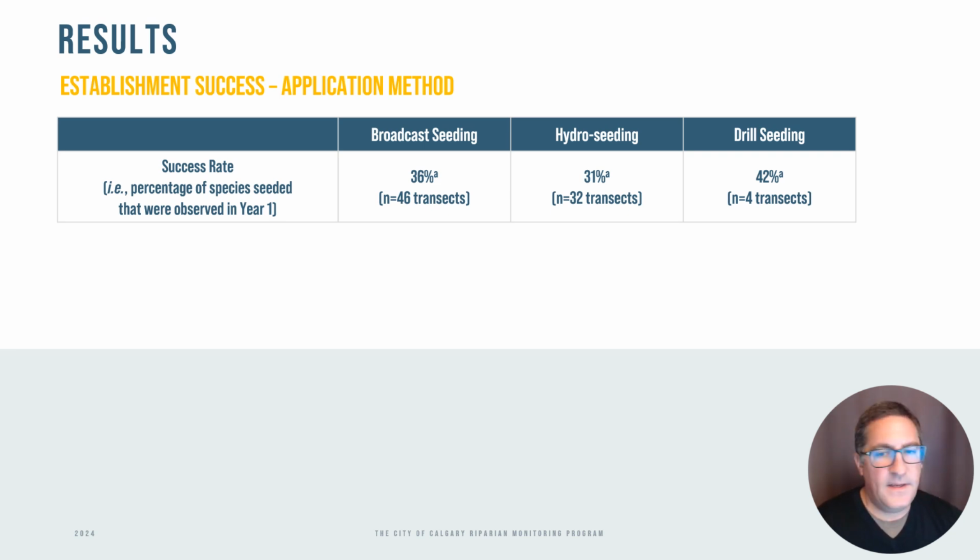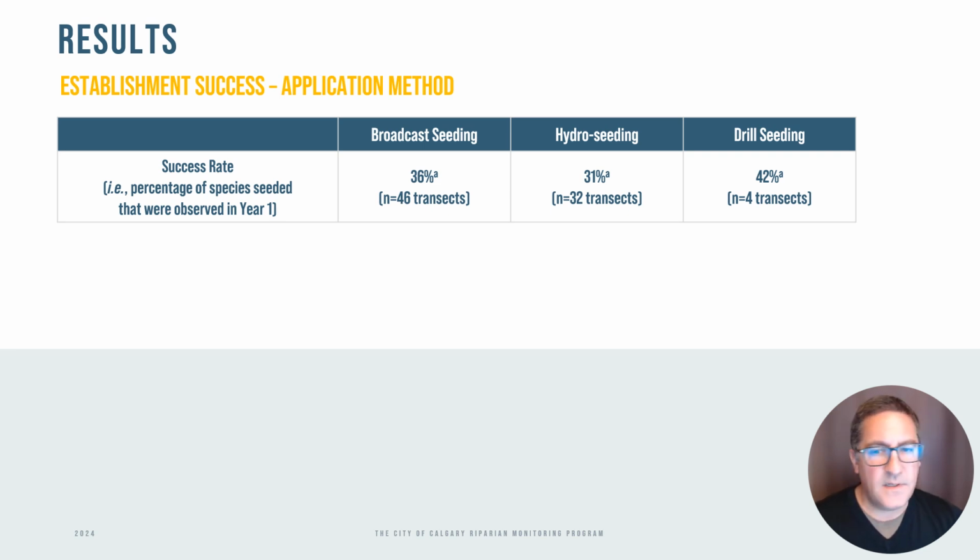Success rate here on the left is the same as before and refers to the percentage of species that were seeded according to the seed mix specifications and then subsequently found by us during our monitoring work. As you can see, success rate was 36% for broadcast seeding, 31% for hydro seeding, and 42% for drill seeding. The little A behind each percentage means that there was no statistically significant difference between the different application methods. So the raw percentages are a little different, but they're not statistically significantly different.